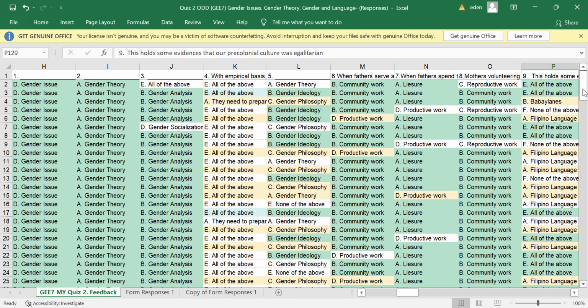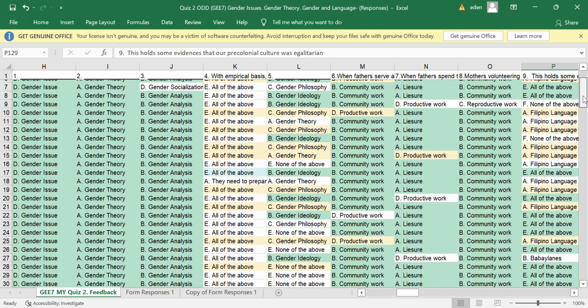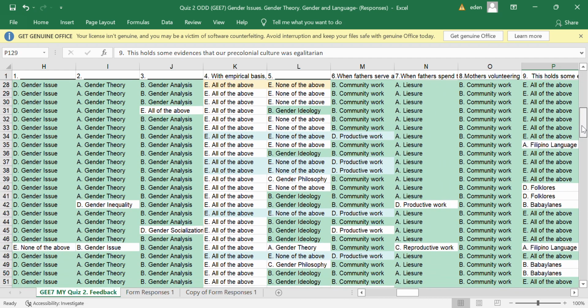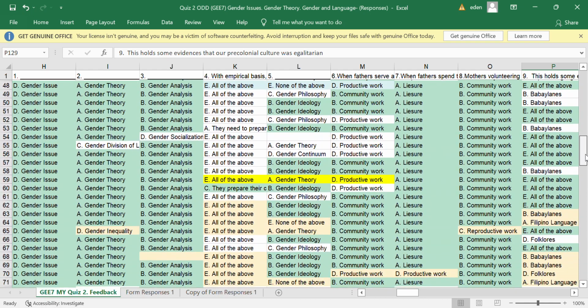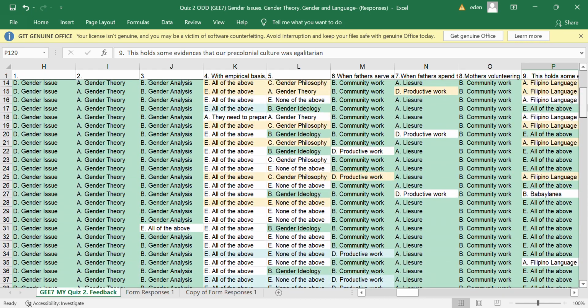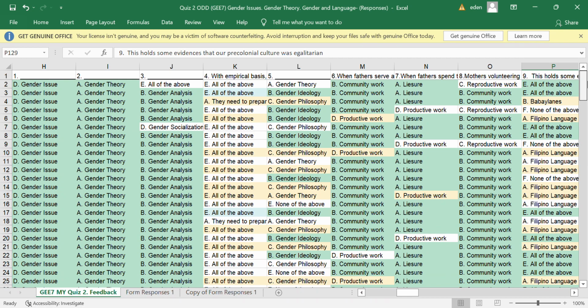Okay, let us analyze the result of quiz 2. The green cells indicate that the answer is correct. Okay, I'll give you another look. The first row indicates the number of the questions.